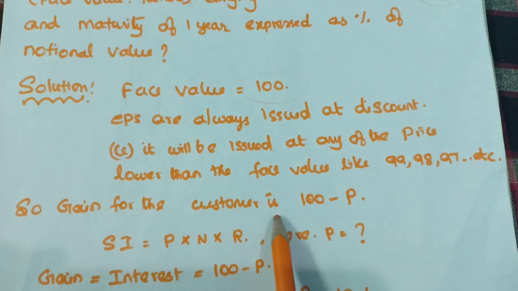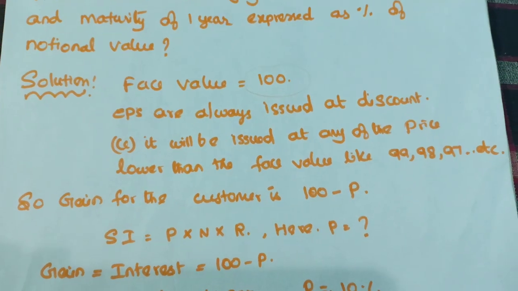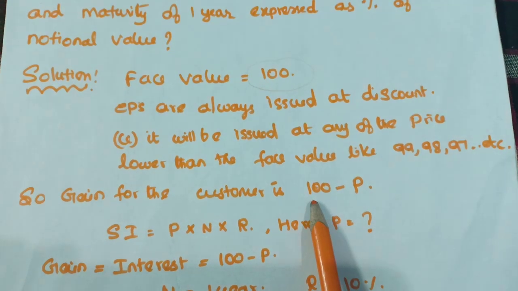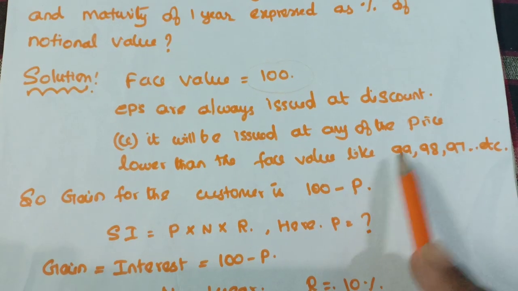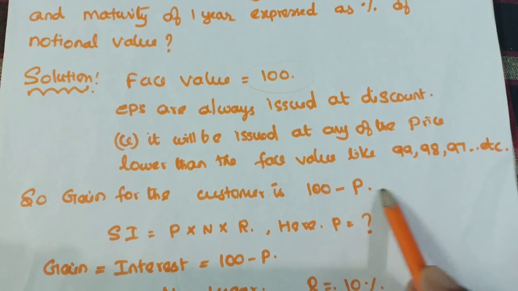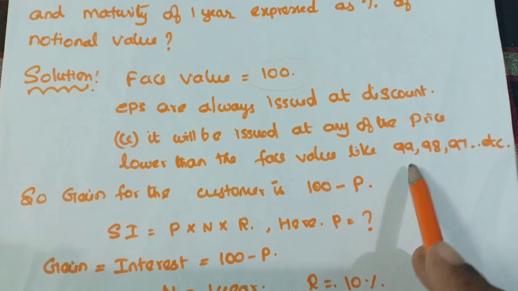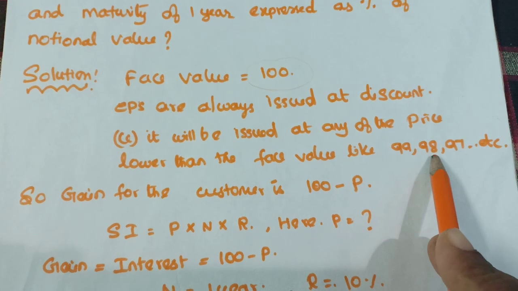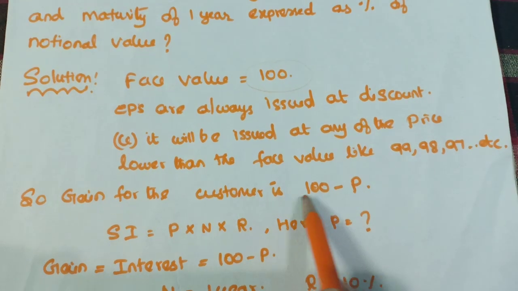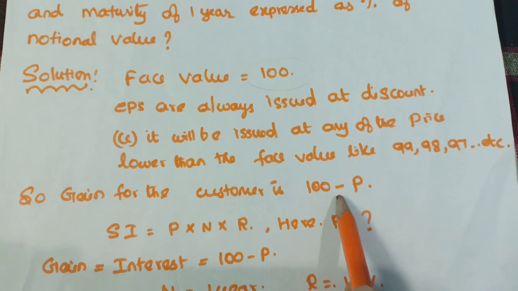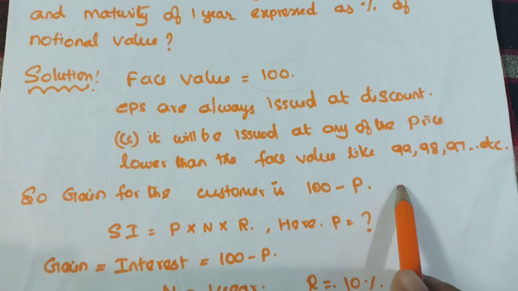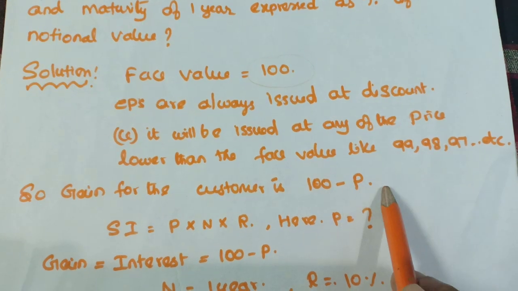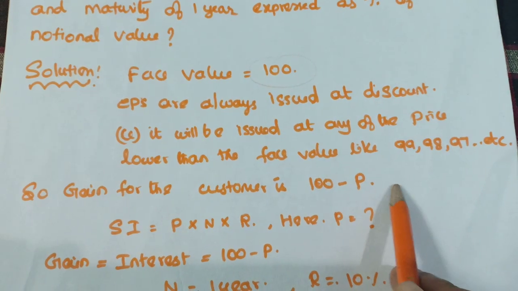So the gain for the customer is 100 minus the issue price. If it is 99, the gain for the customer is 1 rupee. If the issue price is 98 rupees, then the gain for the customer is 100 minus 98, 2 rupees. Usually the gain is the interest.